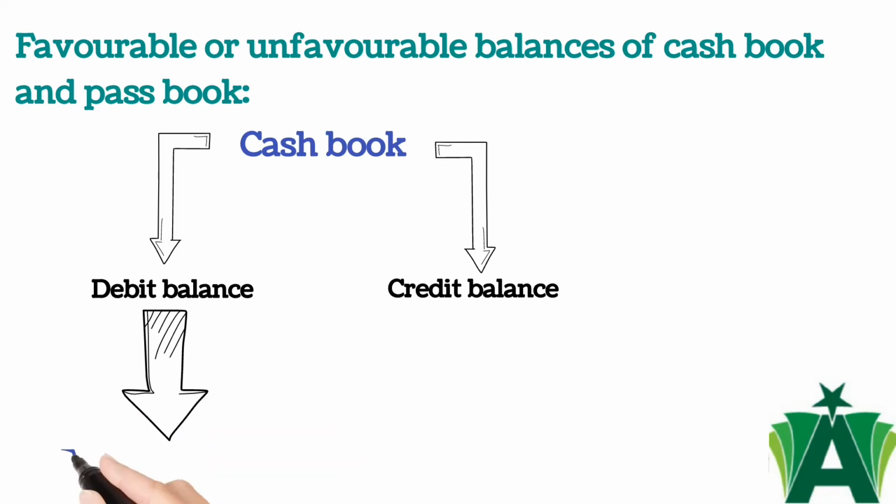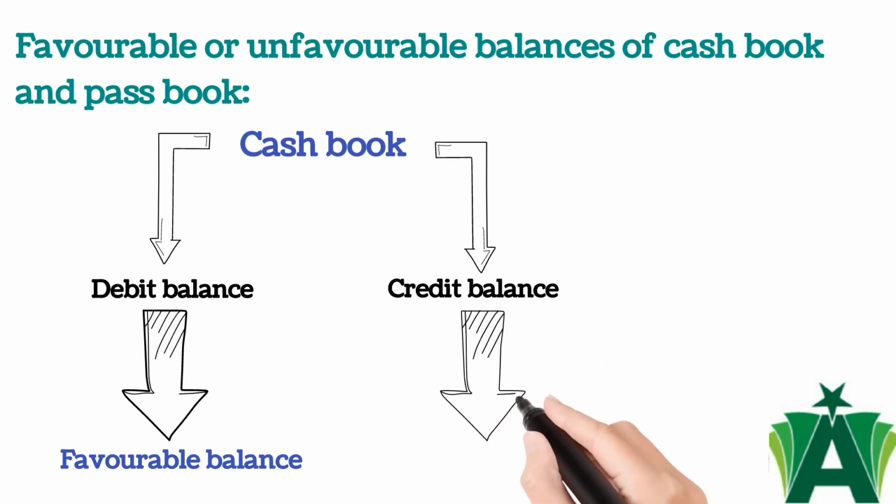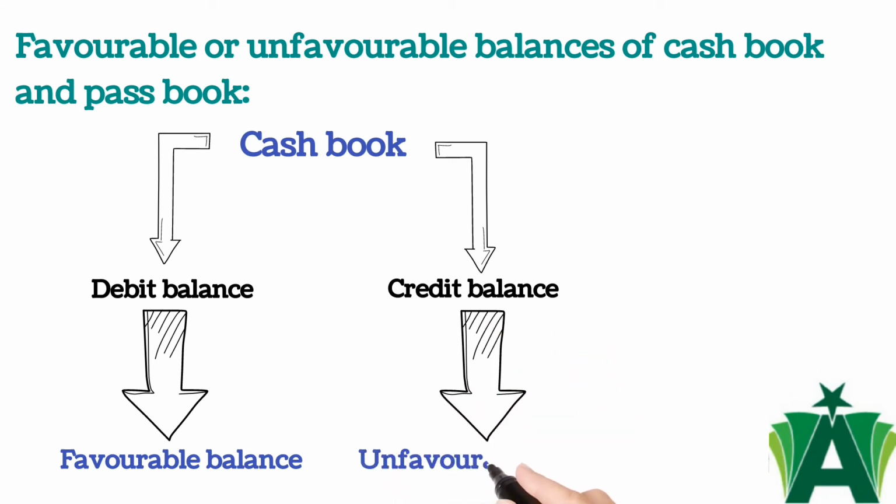The credit balance of cash book indicates the amount withdrawn from the bank. When withdrawals are more than deposits, this is called credit balance of cash book. Credit balance of cash book is an unfavorable balance.